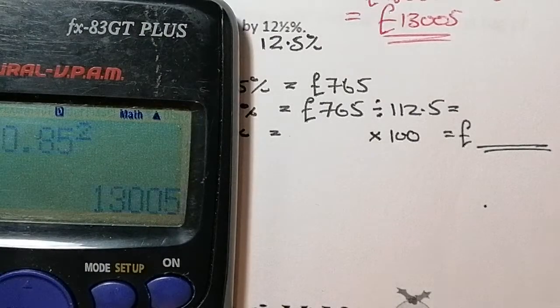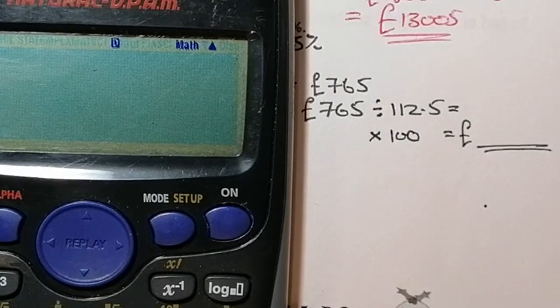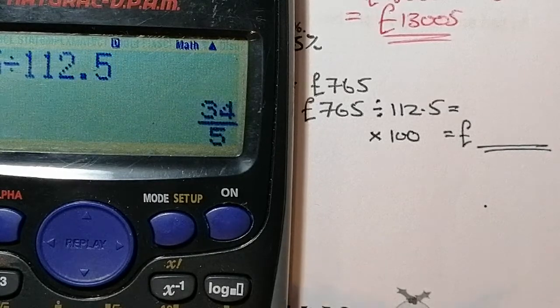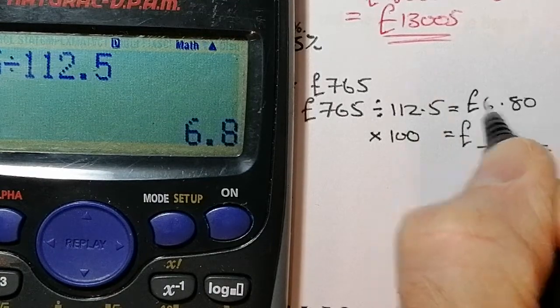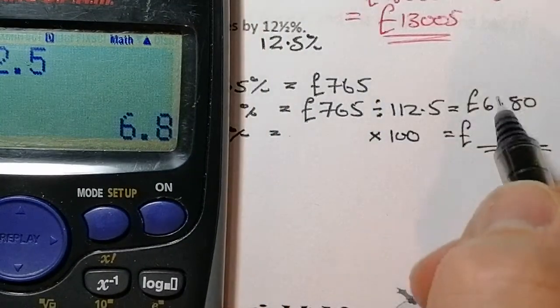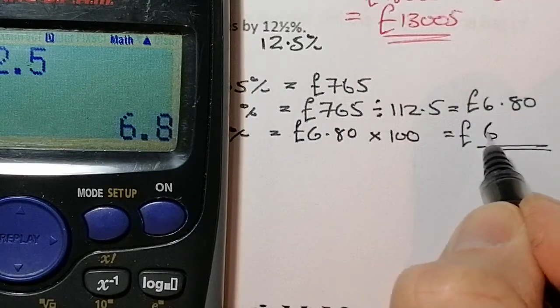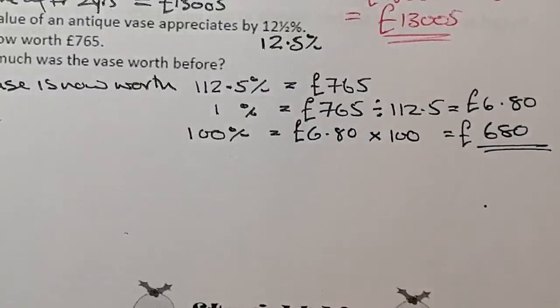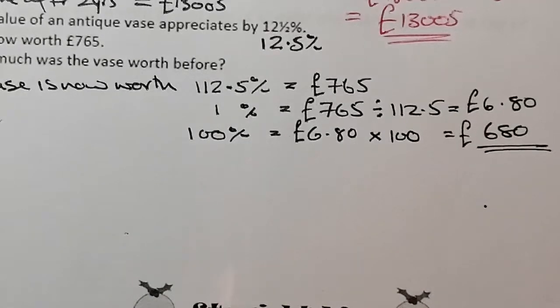Use the calculator for this one. So we'll work out the first bit. I've got 765. I'm going to divide it by 112.5. And that's going to give me an answer of 6.8. So I'm dealing with money, so that must be £6.80. So that's £6.80. I'm going to just multiply that by 100. And that's just going to give me 680. So there we go. So that's the value of the vase there. So I'll just make a final statement that that's the value of the vase before the increase.